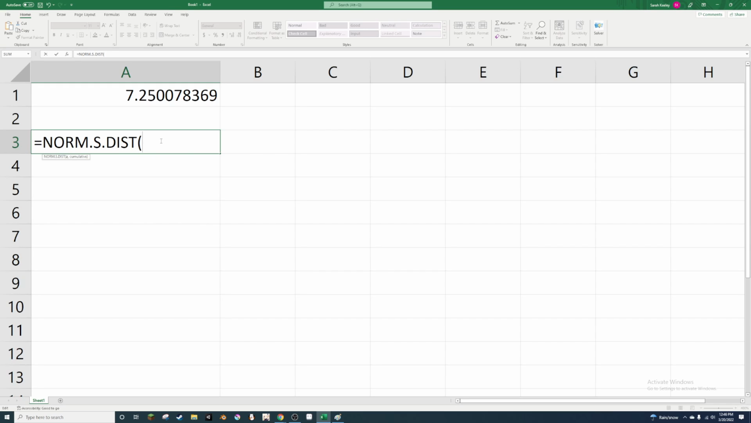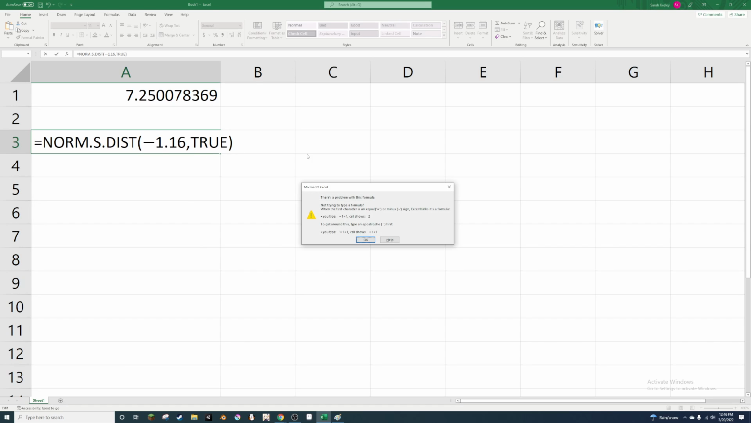And if you forget, it's okay because it will tell you what it's asking for. So I'm going to paste our z-score, which was negative 1.16. And then you're always going to type in true for the cumulative. I'm going to be honest, I'm not entirely sure why we do this, but there are not going to be any cases where you have to type false. And then press enter.